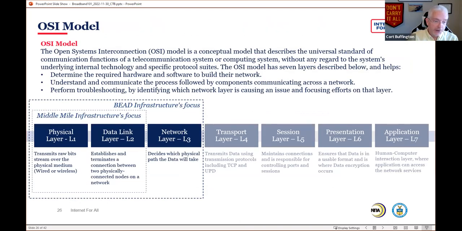This is the nerdiest we're going to get. Hang with me for a minute and I will bring this back in just a minute to something that makes a little more sense. There is an academic reference model, the OSI model, for Open Systems Interconnect, that describes seven different layers for a data network. In the IIJA programs, we talk about middle mile, BEAD. What we're really focusing on here in these programs is the first three layers in this model.